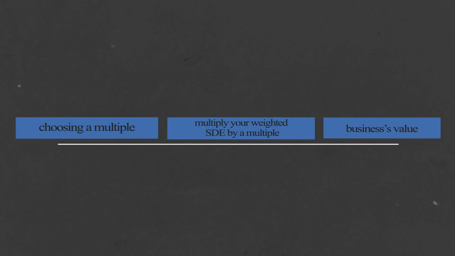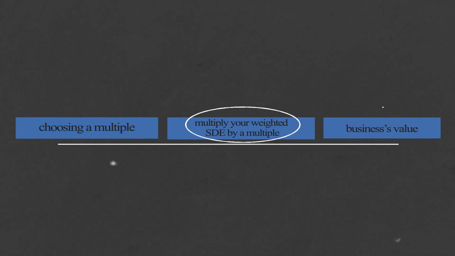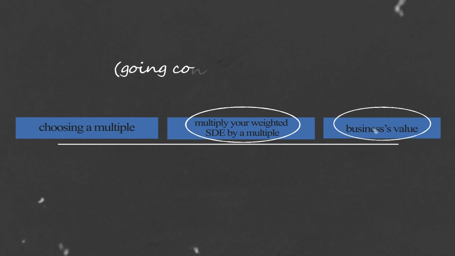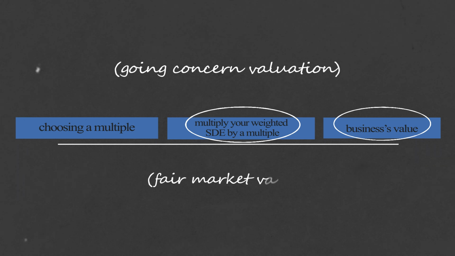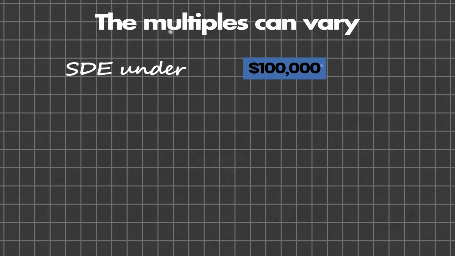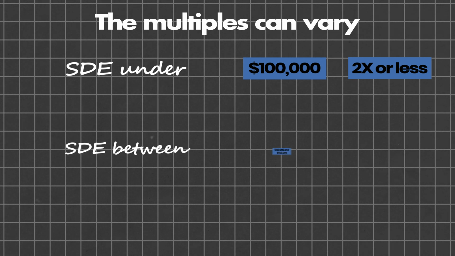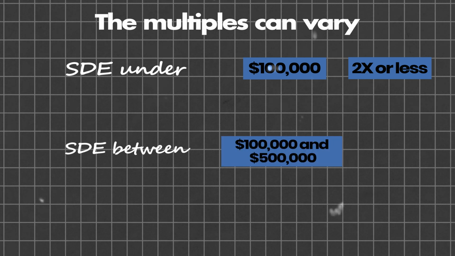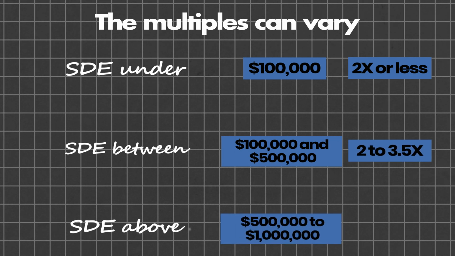Choosing a multiple. Now, multiply your weighted SDE by a multiple to get the business's value. This is often called a going concern valuation or a fair market value. The multiples can vary. If the SDE is under $100,000, it might be a 2 multiple or less. If the SDE is between $100,000 and $500,000, it might be between 2 to 3.5. If it's above $500,000 to $1 million, you might be in the 3 to 4.5 range.